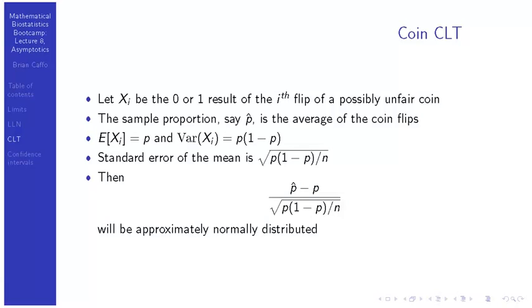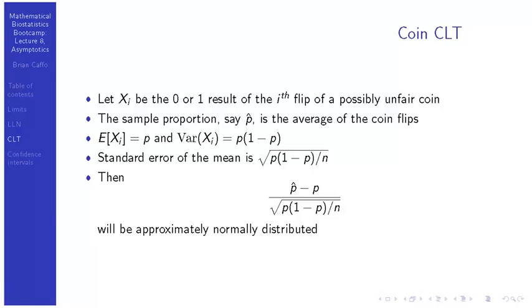So let's take another instance of the central limit theorem from flipping coins. Now instead of a die, I have a coin, and I want to evaluate the average of a bunch of coin flips. So let X_i be the 0 or 1 result of the ith coin flip of a possibly unfair coin, where p is the true success probability of the coin. And the sample proportion, say p hat, is just the average of the coin flips, right? The p hat is, in this case, the percentage of ones, and the average of the X_i's is the same thing, of course. So remember that the expected value of the X_i's is p, the true success probability of the coin.